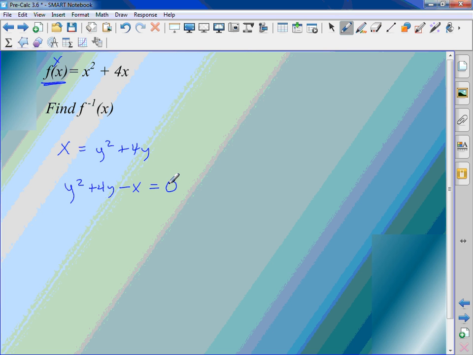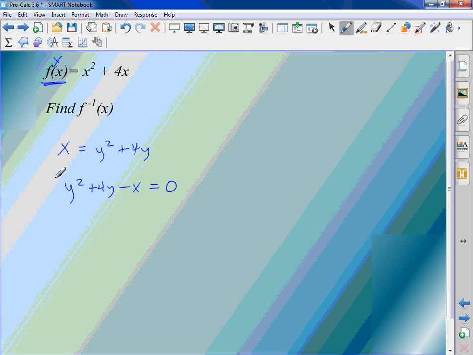This is called a quadratic because it's second power. Look, can I pull anything out? No. Can I factor it? No, there's an x here, and that messes things up. So I don't want to complete the square. A quadratic formula.